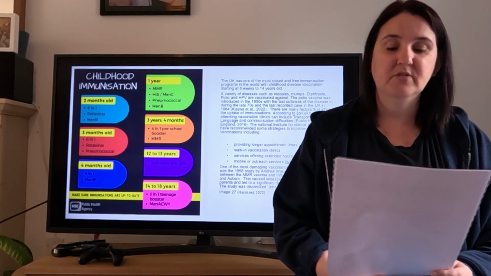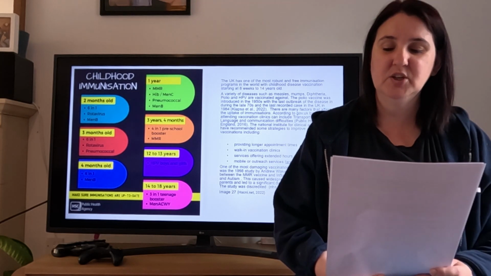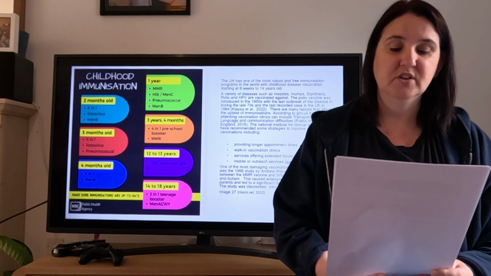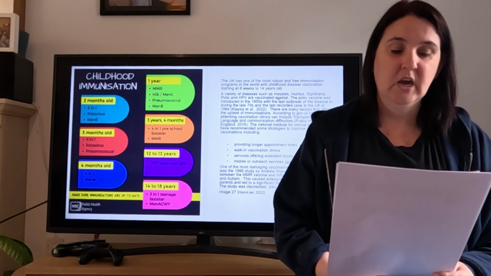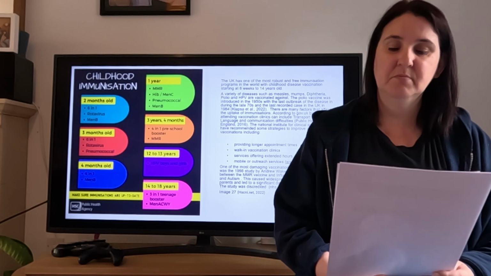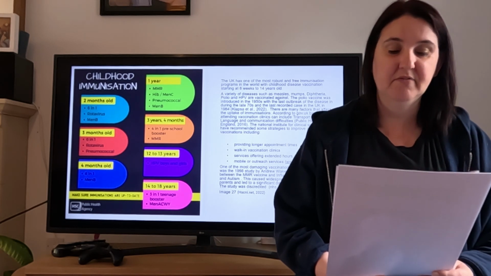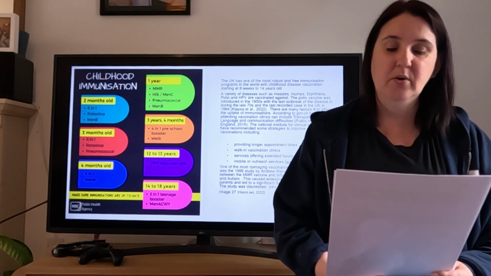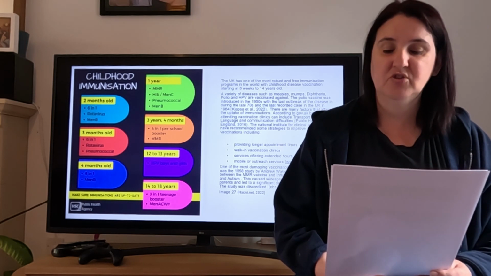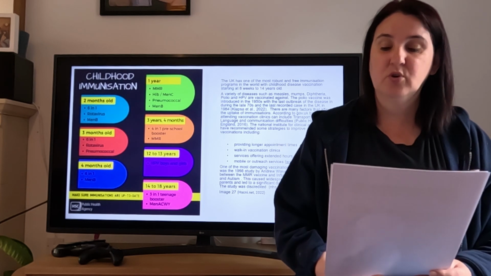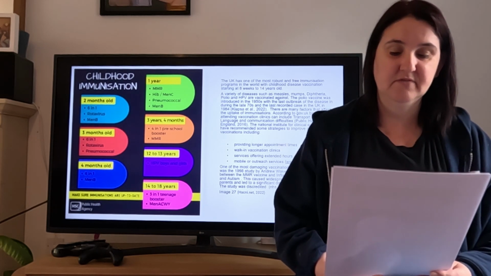The UK has one of the most robust and free immunisation programmes in the world, with childhood disease vaccination starting at 8 weeks to 14 years old. A variety of diseases such as measles, mumps, diphtheria, polio and HPV are vaccinated against. The polio vaccine was introduced in the 1950s, with the last outbreak of the disease during the late 70s, and the last recorded case in the UK in 1984.